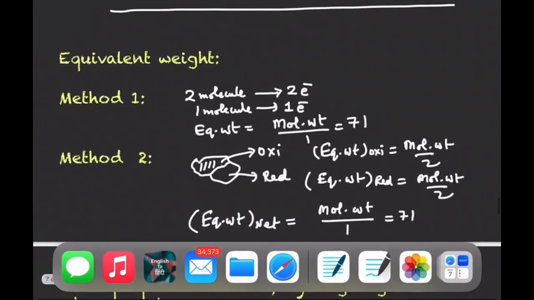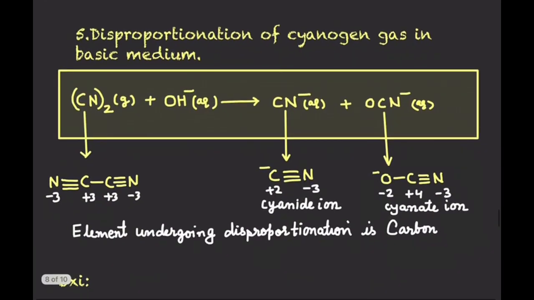So in the same way, we are going to complete this fifth disproportionation reaction about cyanogen gas. First we are going through the structure of cyanogen gas. In this structure, both carbon atoms are in +3 oxidation state. In cyanide ion, which is obtained from hydrogen cyanide, if you remove hydrogen, carbon has -1 charge. So from here you can see that nitrogen is present in -3 and carbon is present in +2 oxidation state.